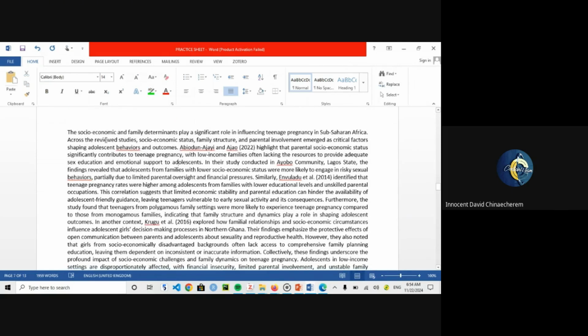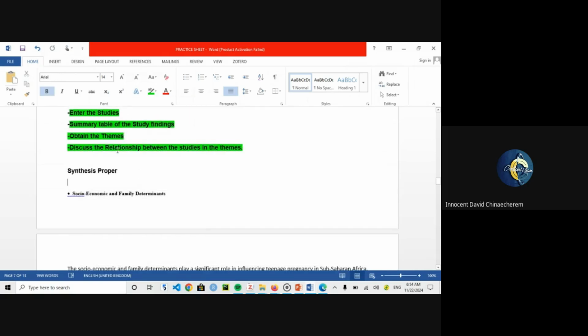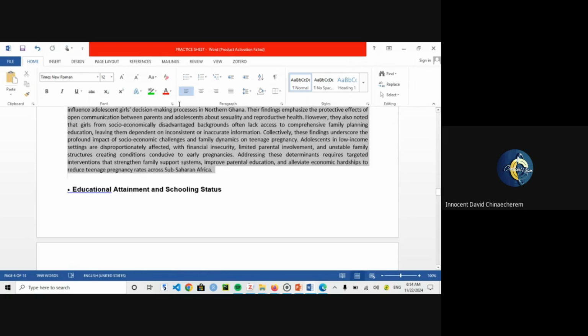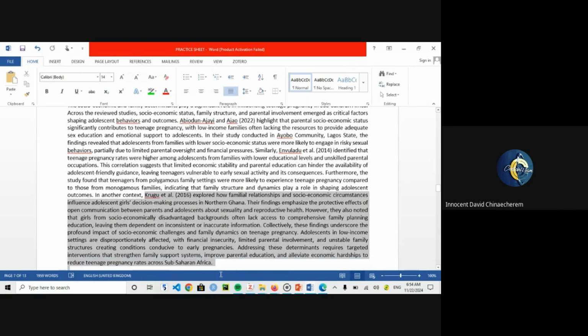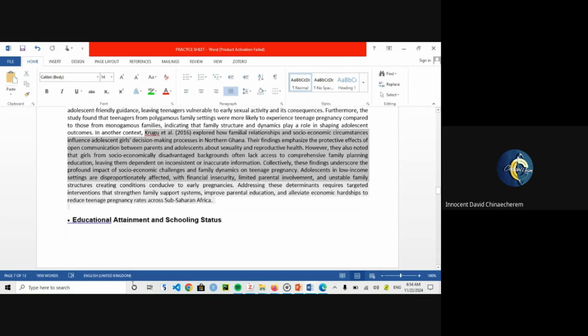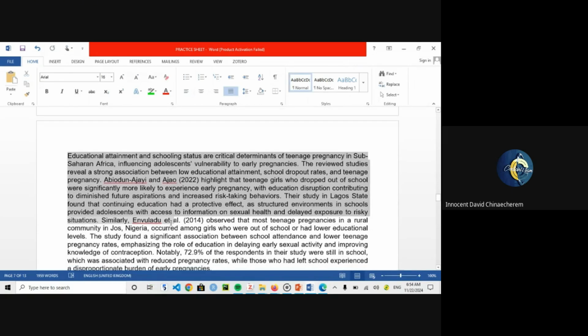So when we take up the first team, the study by Abedin did highlight that this, and that. Similarly, this guy identified this. So this correlation suggests that limited this, and that, and all that. So this is, remember we talk about what? Establishing a relationship between the studies in the team. And that is it. So it tries to also explore how this guy talk about in another context, this guy talk about this. So we'll move on to the next thing.